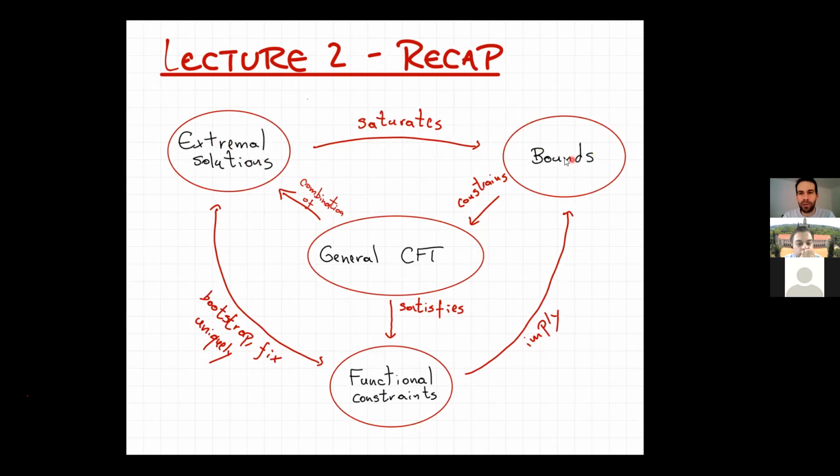In turn, these bounds are implied by some functional constraints, and the functionals that lead to these constraints are in a sense dual to these extremal solutions. So they allow us to bootstrap these solutions uniquely and vice versa. If you have one of these solutions, it leads to one of these functional bases and according functional constraints. So this is the circle of ideas that we use to study this general set of solutions.